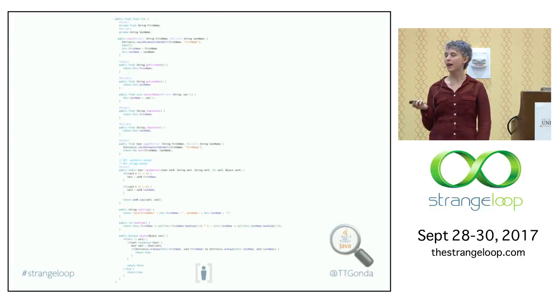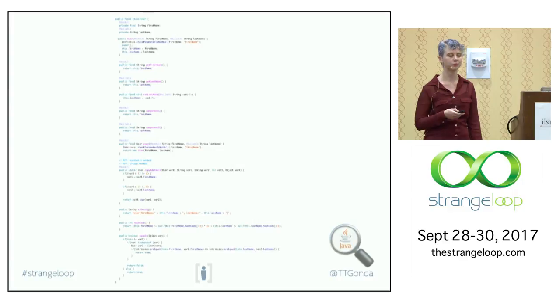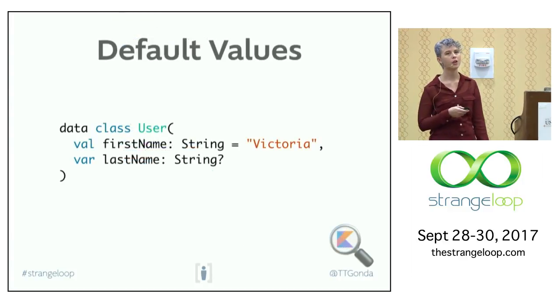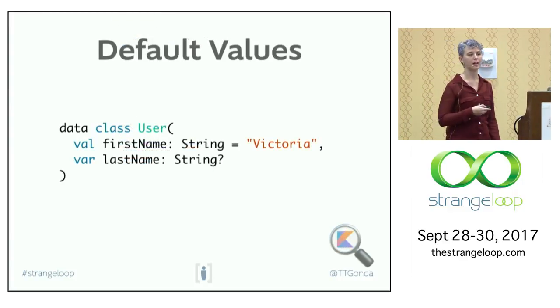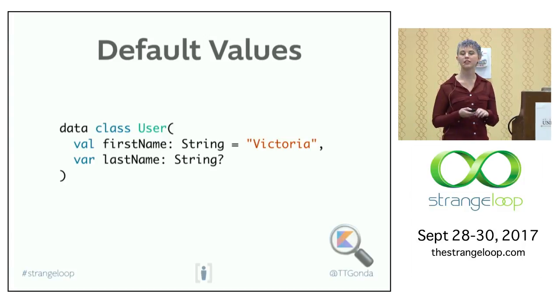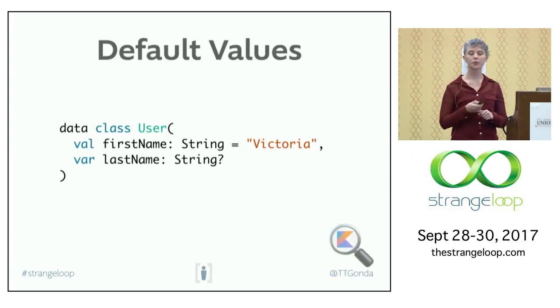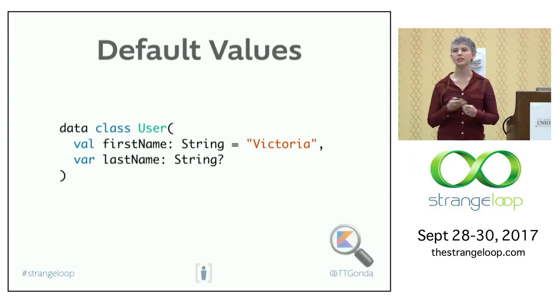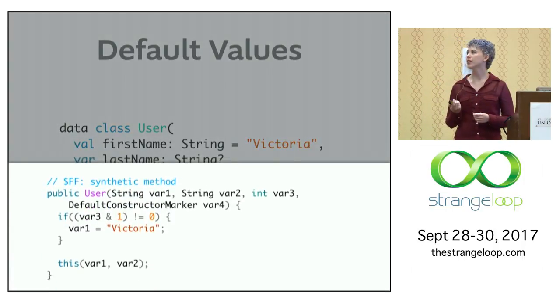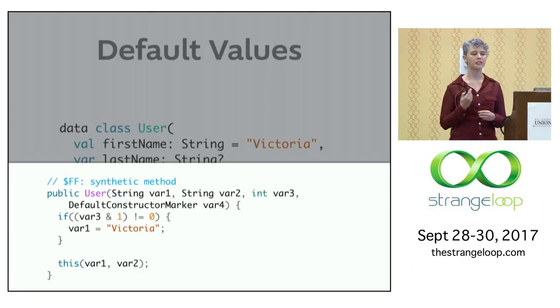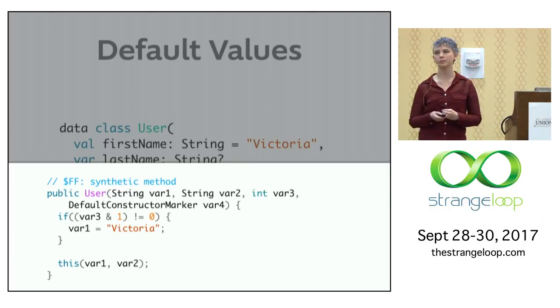So we get all of that from just 4 lines of code. And those 4 lines could really be condensed down to 1. One more thing before moving on from classes is that you can declare default values. Here we're saying that if a value is not provided for first name, then you can default to use the string Victoria. And this creates a synthetic method similar to what we saw with copy.